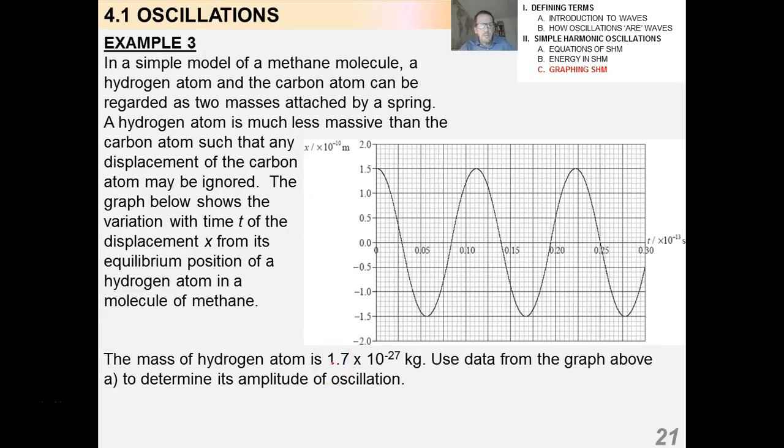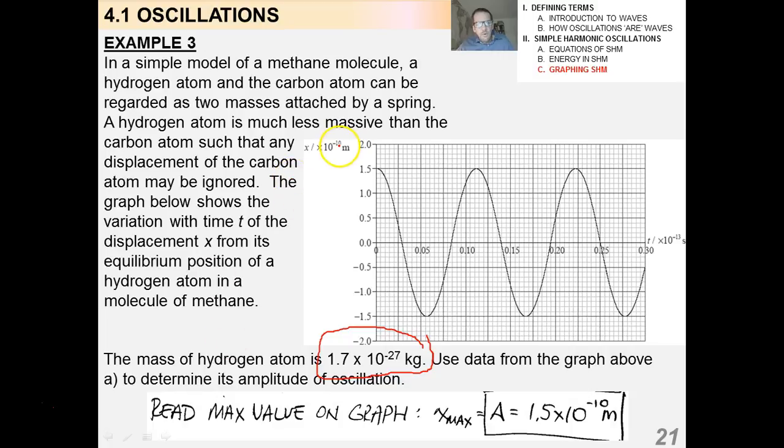Go ahead and read this past paper question, very typical problem that you'll be asked on the IB exam. Okay, so this is a model of a methane molecule, which, as you know, is a greenhouse gas, okay? Anyway, it's a hydrogen atom and carbon atom regarded as two masses attached by a spring with a natural frequency. The hydrogen is much less massive than the carbon, such that any displacement of the carbon atom may be ignored. The graph below shows the variation of displacement with time t. Okay, so we have a displacement time graph, okay? Displacement is a function of time. And they're giving you the mass of the hydrogen atom, and they're saying use data from the graph to determine its amplitude of oscillation.